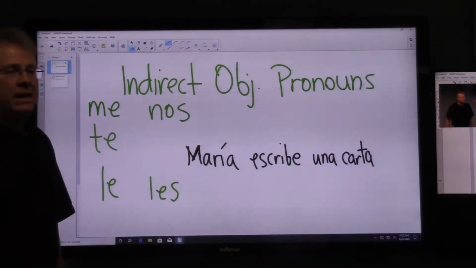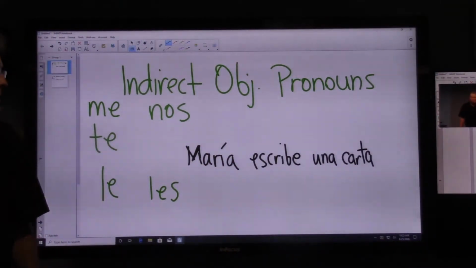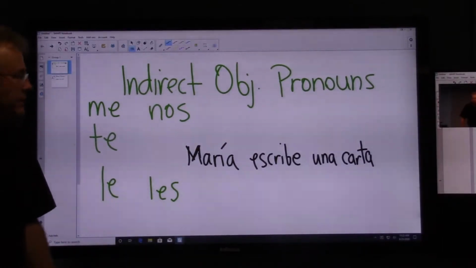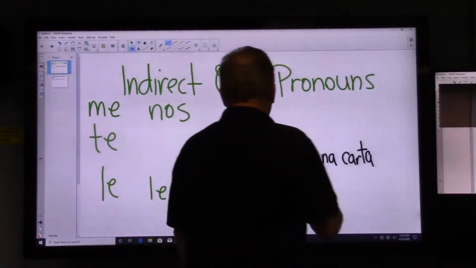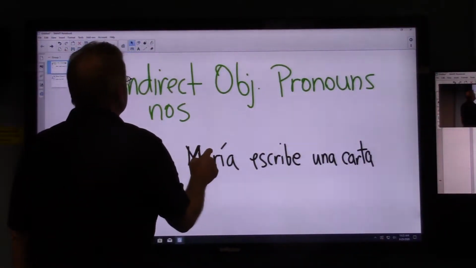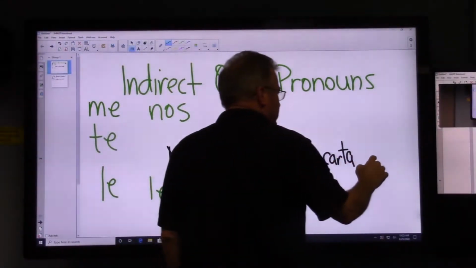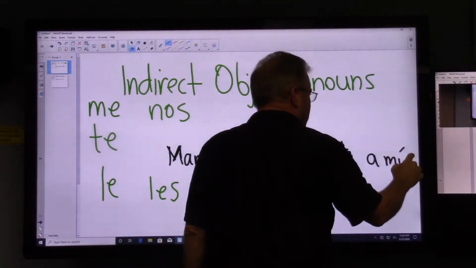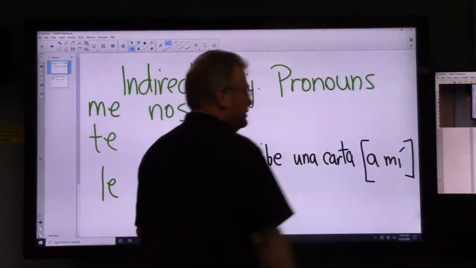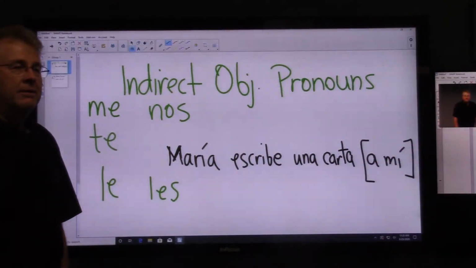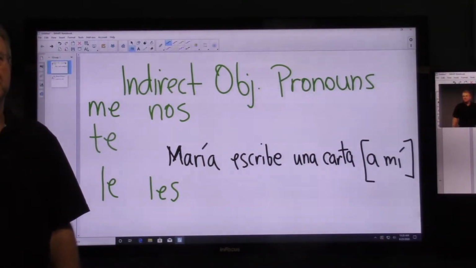María escribe una carta. María writes a letter. Well, to whom does she write the letter? Let's say María escribe una carta a mí. She's writing a letter to me. Okay? I am the indirect object of this sentence.